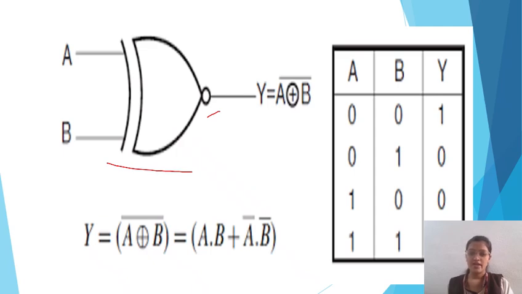In the truth table, here A is taken 0 and B is taken 0. Even number of ones, it means zero ones, so output becomes 1. Here A0, B1, odd number of ones, so output becomes 0. Here A1, B0, odd number of ones, so output becomes 0. And A1, B1, even number of ones, so output becomes 1.